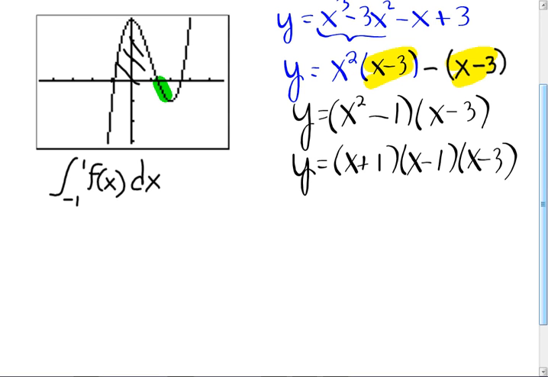Now, what's wrong with this integral? This is what kind of a number? Positive or negative? It's negative. I don't want negative. I want the actual area, so you have to minus it. My picture's wrong.